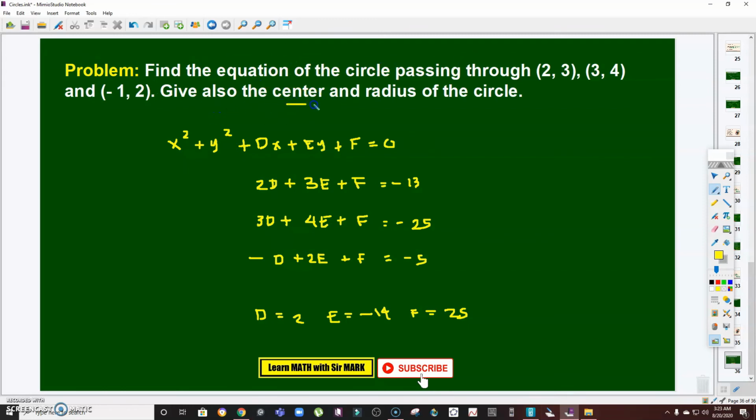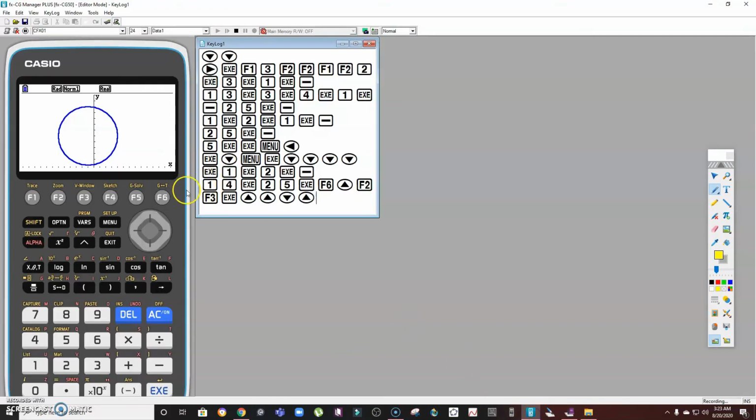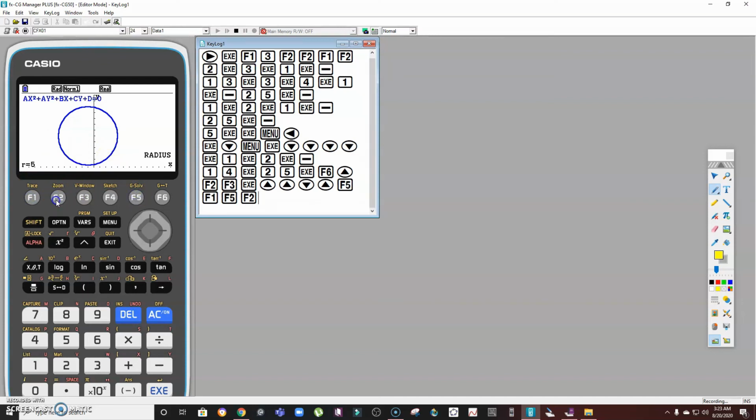Actually, this calculator can get the center and radius in an instant. Since we have the circle, I just press G-solve, then press F1, that will be the center: negative 1, 7. Press G-solve again, you're going to have a radius of 5. G-solve, center, negative 1, 7. G-solve, radius, the radius is 5. You can verify this in my previous video, so that's the same answer.